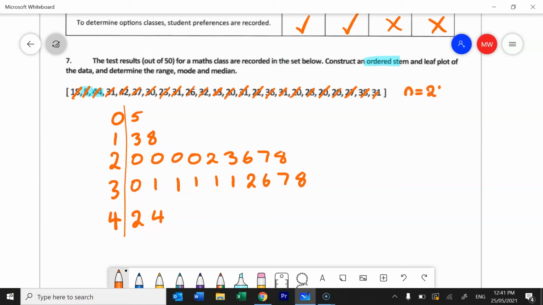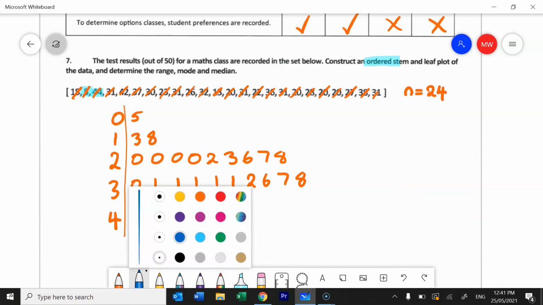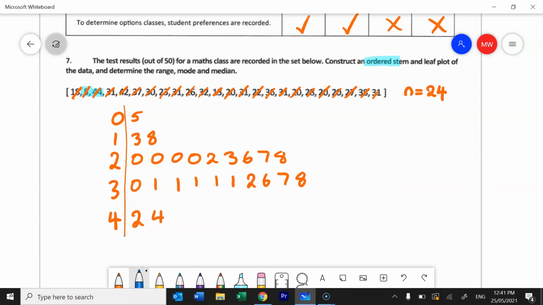And I've double checked by counting how many I've put into my stem and leaf plot as well, so I haven't accidentally forgotten any. And now I want to start having a look for the range, the mode, and the median. So the range is nice and easy. It's the largest number, which is this one, 44, take away the smallest number, which is this one, 5. So this one is 44 minus 5. So my range is 39.